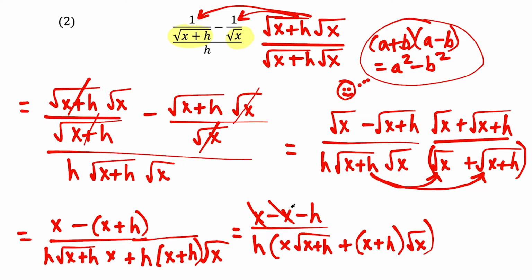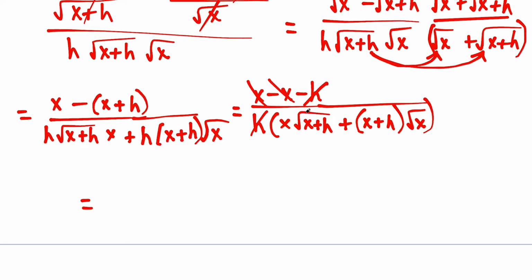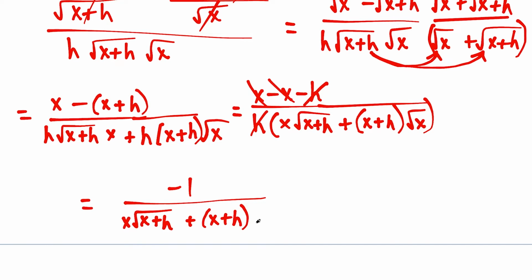But now, see on top what we have after these terms cancel out, we have just negative h left. And we have h on bottom factored out, so these terms here could cancel out. So our final answer simplified here, we're going to have negative 1 over, and in our denominator, we have x times square root of x plus h, and then plus x plus h times square root x.